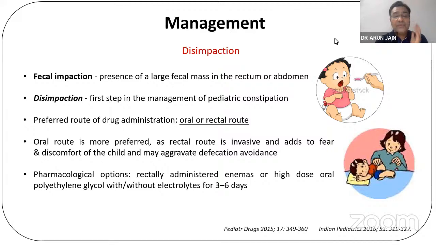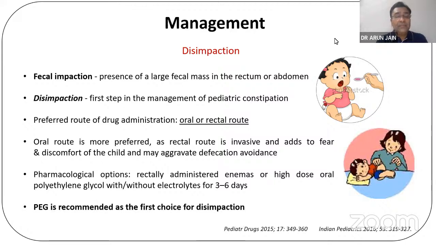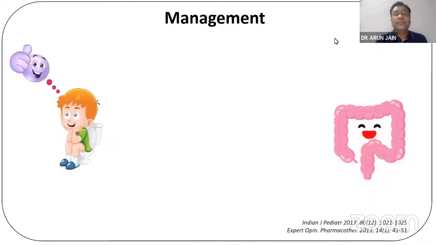So the options available are rectally administered enemas or high dose polyethylene glycol with or without electrolytes for 3 to 6 days. So this is a very, very important part, the polyethylene glycol for 3 to 6 days. So PEG, that is polyethylene glycol, is recommended as the first choice for disinfection. Again, this is a very important thing to note.